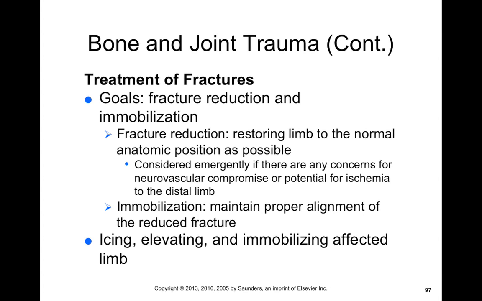Now, in terms of treatment of bony fractures, the goal here is to reduce the amount of mobility of that bone. So we want to restore normal limb position, and it's considered emergent if there are concerns for neurovascular compromise or the potential for ischemia within that limb. Now we want to immobilize the bone. That way we maintain proper alignment, and this helps to improve healing time and reduce additional fracture. Icing helps to prevent too much inflammation. Elevating also prevents too much inflammation. And immobilization also helps to improve healing time by preventing further injury.